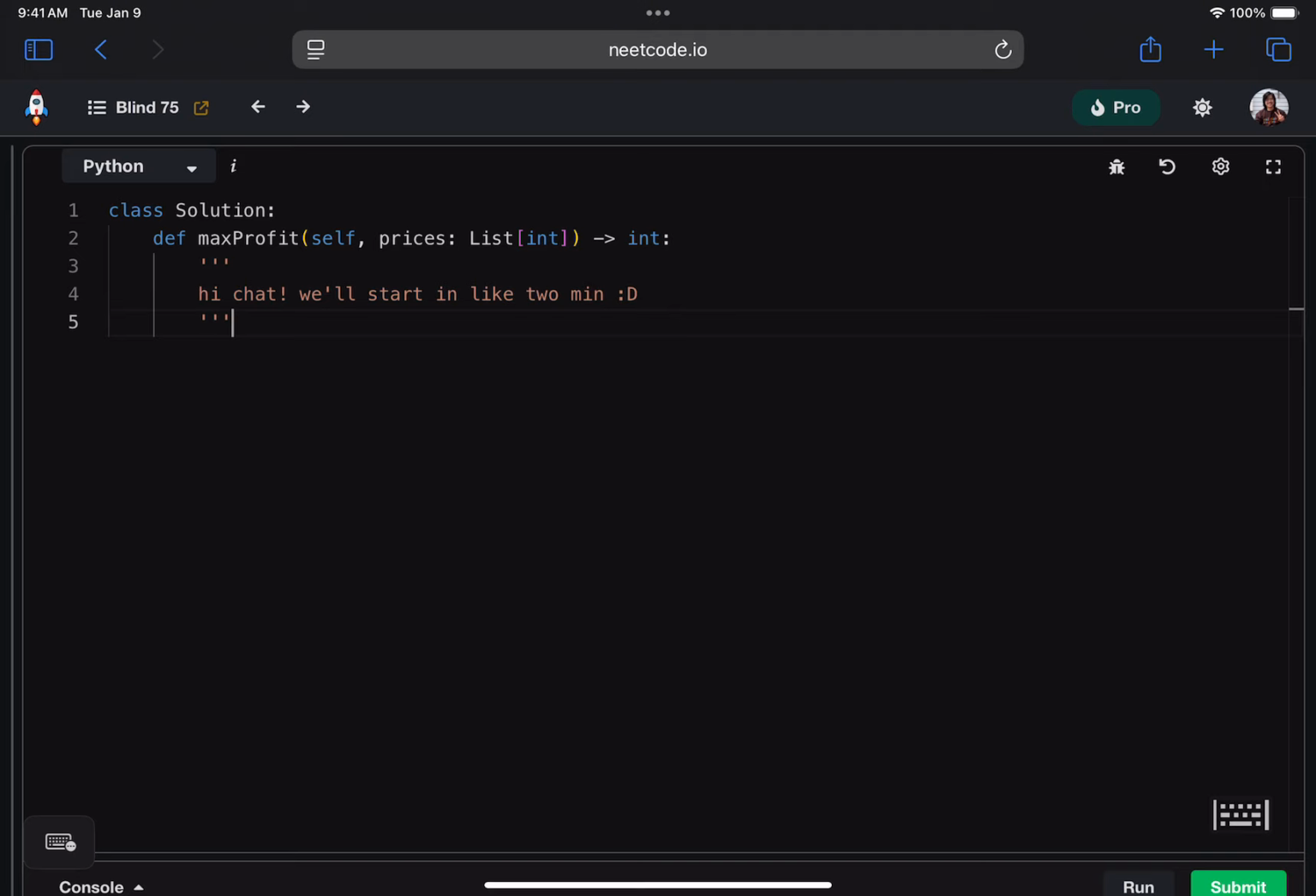All right, welcome in. This is Best Time to Buy and Sell Stock. This is the first problem in the sliding window section. So we were just looking at two pointer. We're now looking at sliding window, which is actually a very similar style of solution.